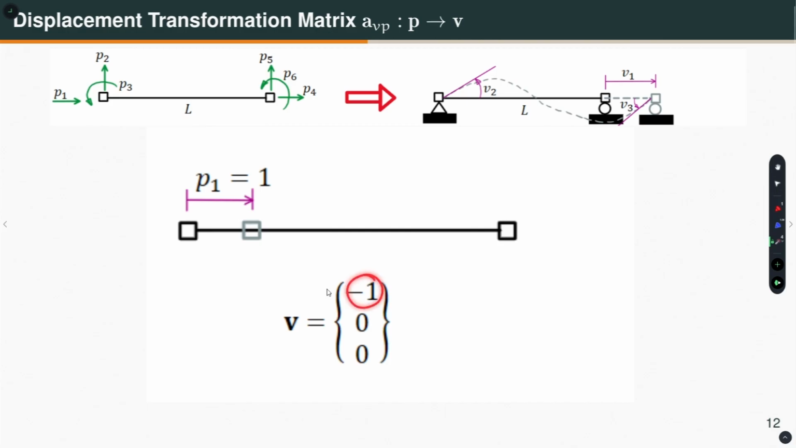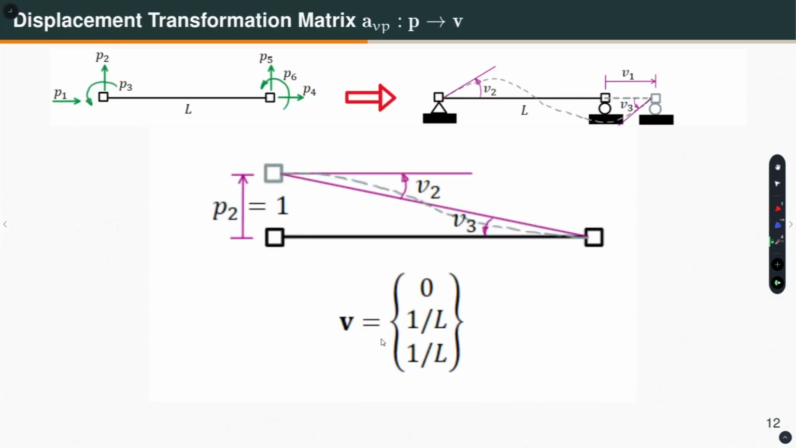It is minus 1. What is V2? There is no rotation, 0, V3, 0. Similarly, now if I apply P2 is equal to 1, only P2 is equal to 1, and P1, P3 to P6 are all 0. That means I have taken this node to here, right. So, this is my chord, but the element at this end is not allowed to rotate because P3 is 0.